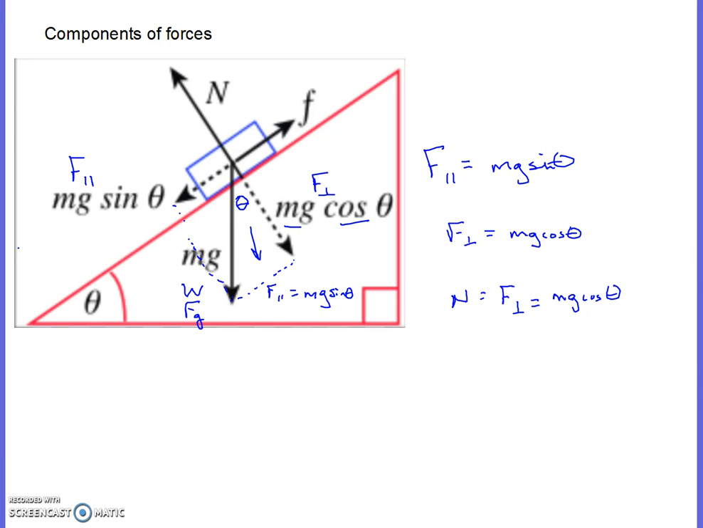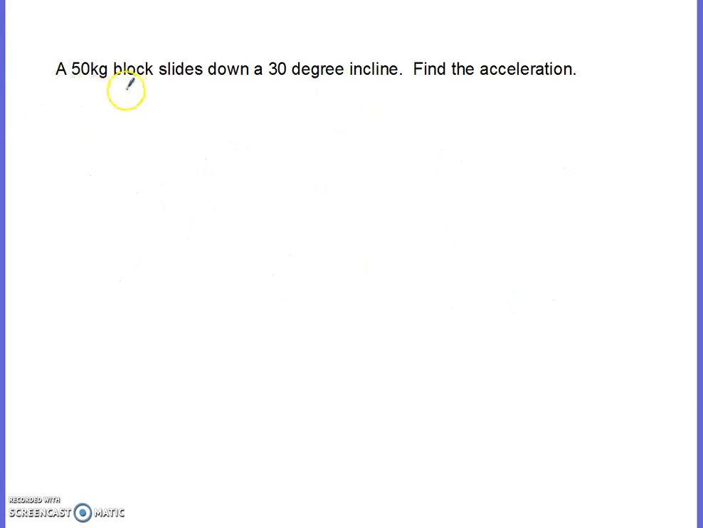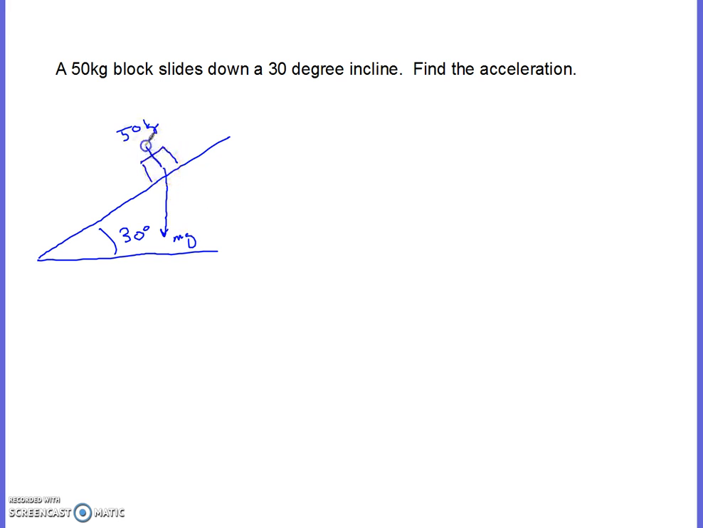Okay, to work a problem with an object on an incline: a 50 kilogram block slides down a 30-degree incline. So here's our incline, and it is 30 degrees. We have an object on the incline, and it is 50 kilograms. So I drew a free body diagram. Its weight is downward. Its normal force is perpendicular to the surface. And when we draw the components in, we use dotted lines because they're not new forces. They're components of the weight. That's the perpendicular component, and that's the parallel component.